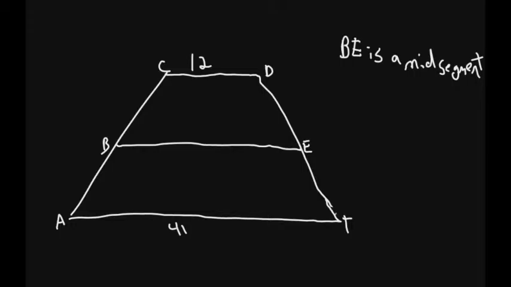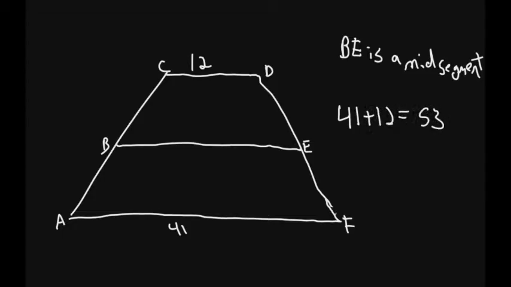Alright, another thing you need to know about trapezoids is the mid-segment. So what I have here is trapezoid ACDF. And BE is the mid-segment of that trapezoid. So, how do we find that length? I know that CD is 12 and I know that AF is 41. So to find the mid-segment, I'm going to add the two bases. So I'm going to add the 41 and the 12 and get 53.